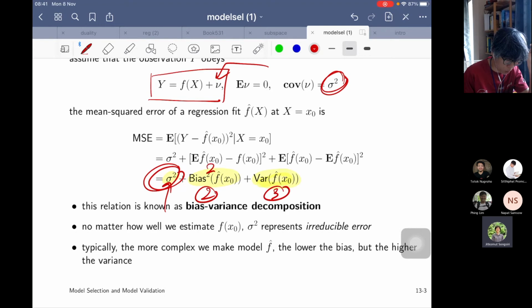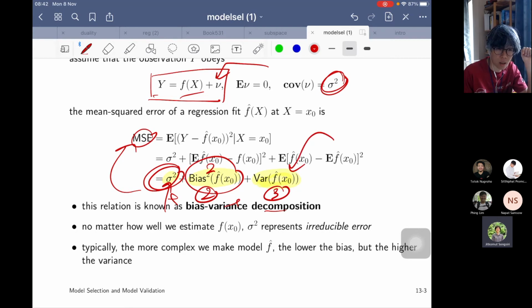Of course, bias squared, everything has to sum up to MSE, which is non-negative. This basically tells how accurately your model output predicts the actual y, the actual f. That's the bias. The third is the variance. This is the fluctuation in your model output. This is the important decomposition called bias-variance decomposition.